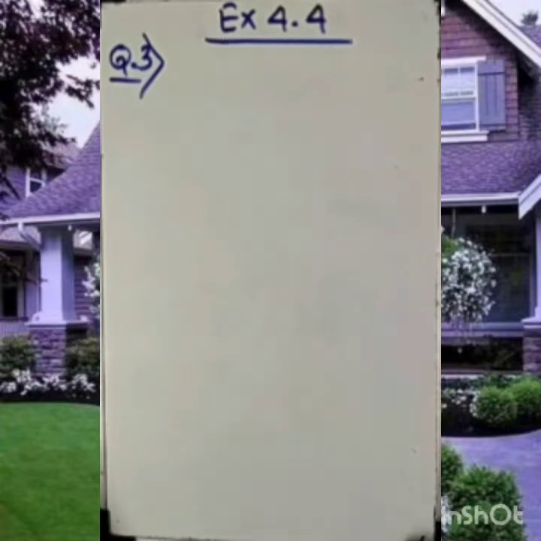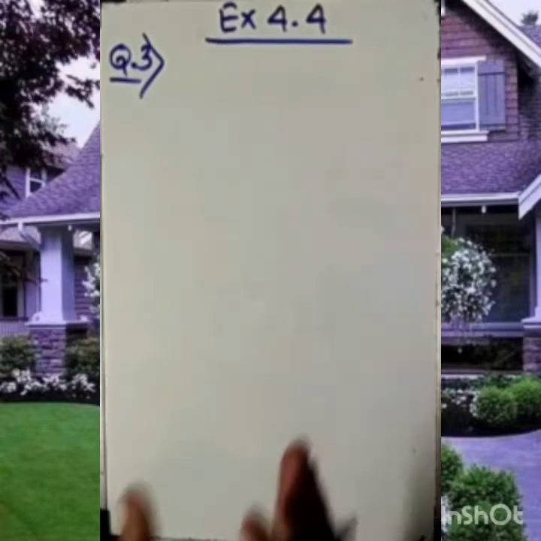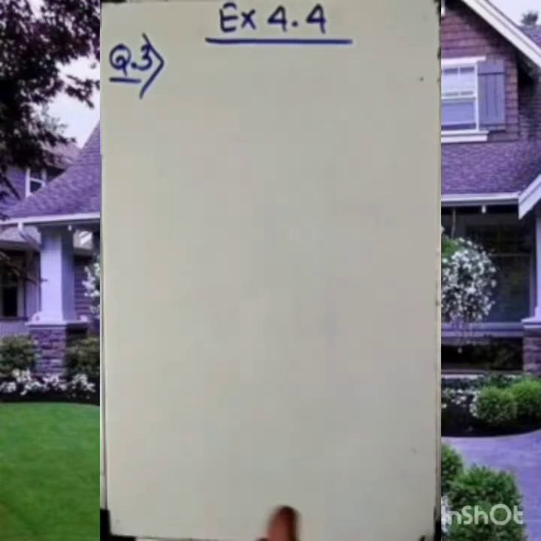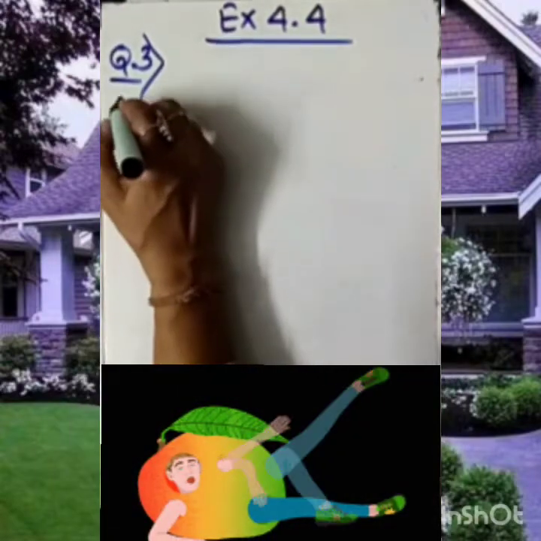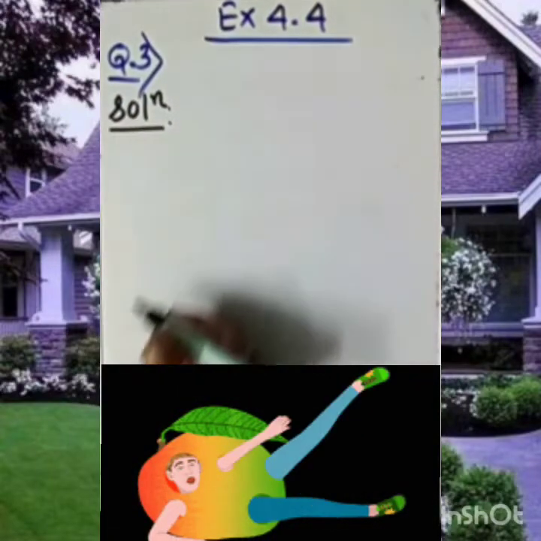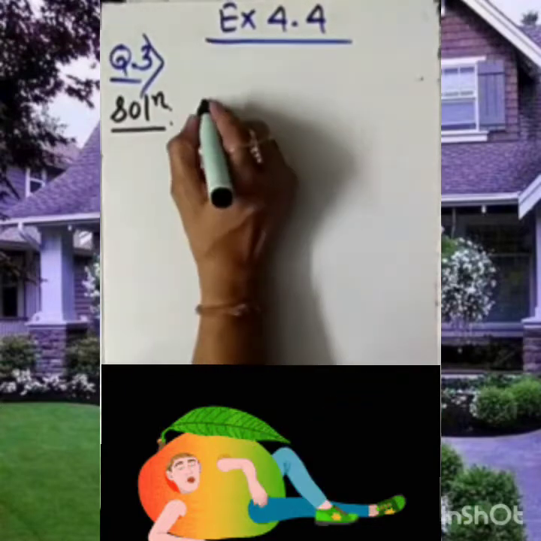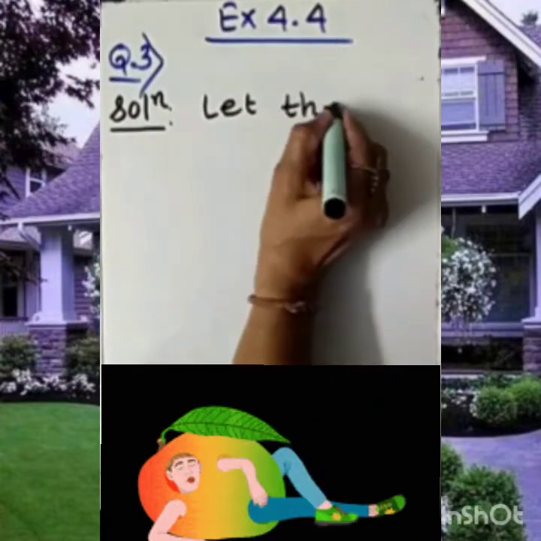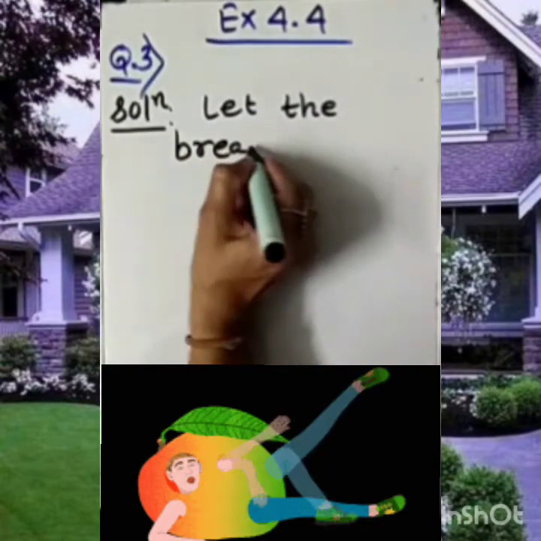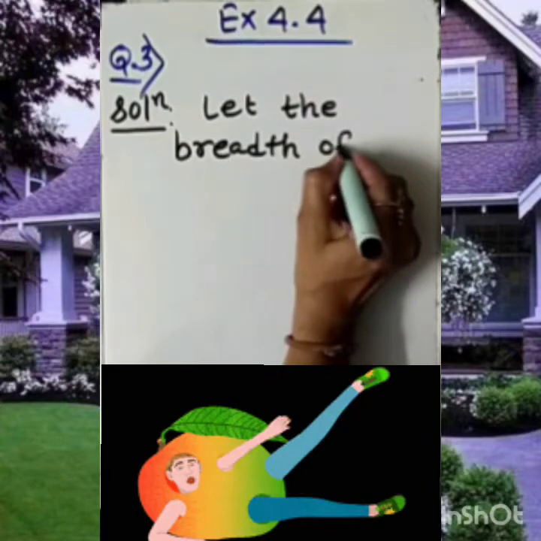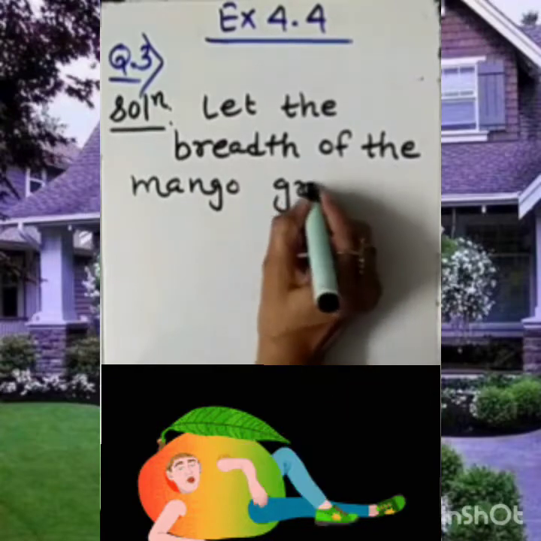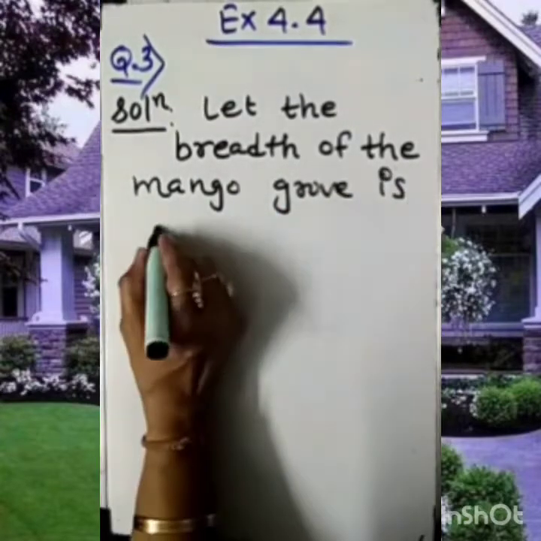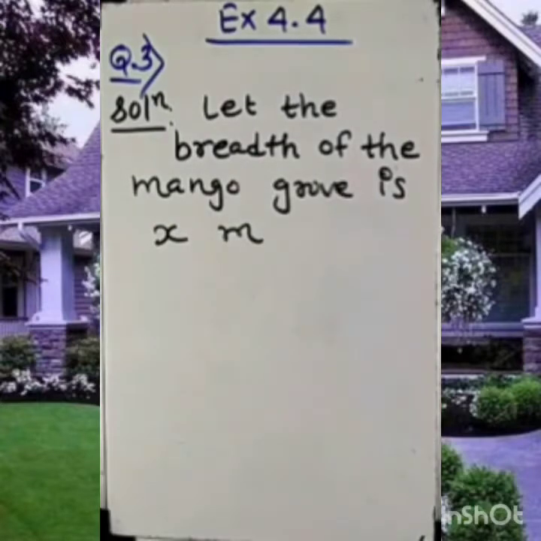Agree? So, my dear student, here we are given that the length is twice its breadth, but we do not know the breadth. So, let's start the solution with this. Let the breadth of the mango grove be x meter. Okay, it is in meter. The unit we are given is meter, so x meter.